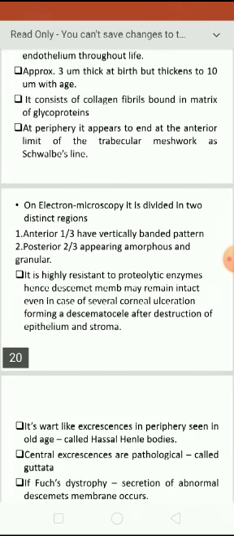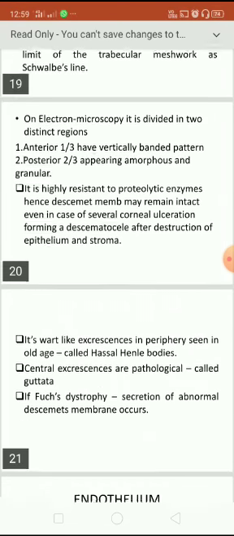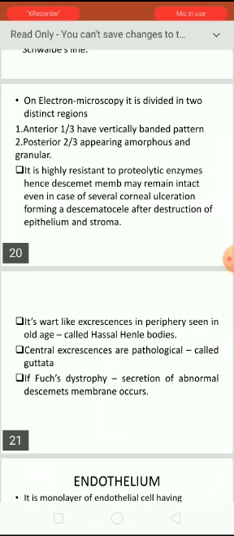It is highly resistant to proteolytic enzymes, hence Descemet's membrane may remain intact even in cases of severe corneal ulceration, forming a descemetocele after destruction of epithelium and stroma. So it is very resistant to chemical injury. Its wart-like excrescences in the periphery seen in old age are known as Hassall-Henle bodies, and the central excrescences are pathological and are called guttata. These are seen in Fuchs' dystrophy.